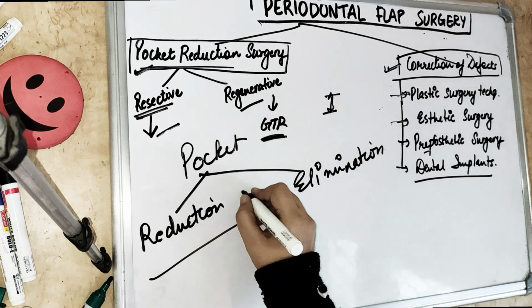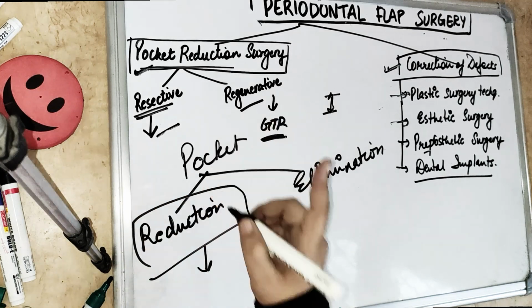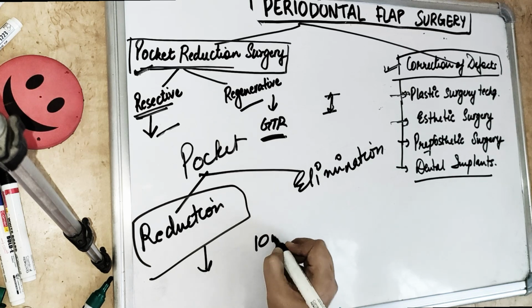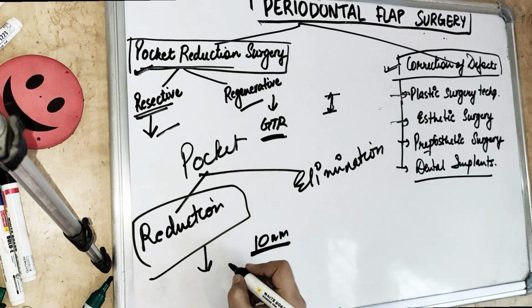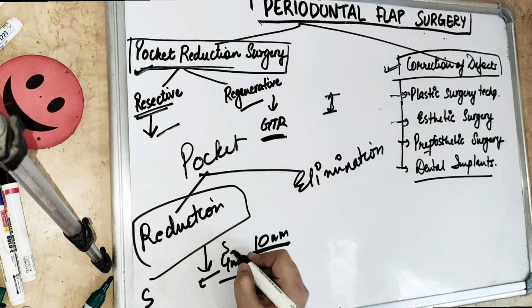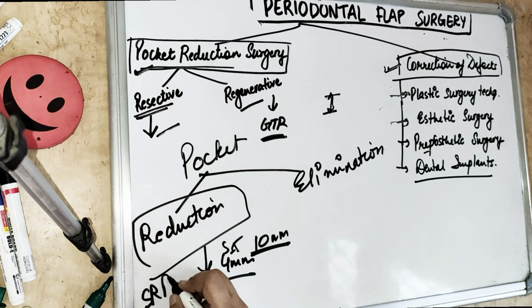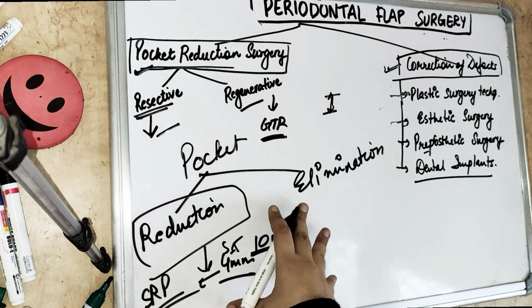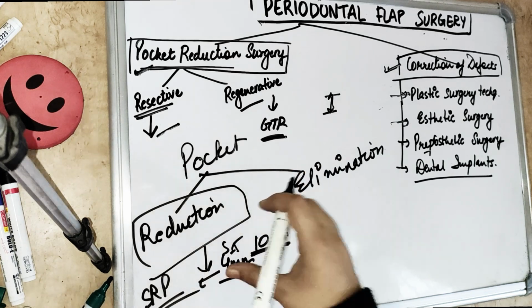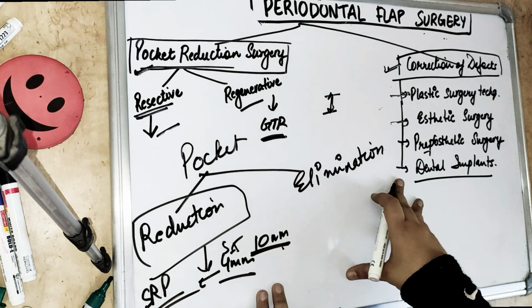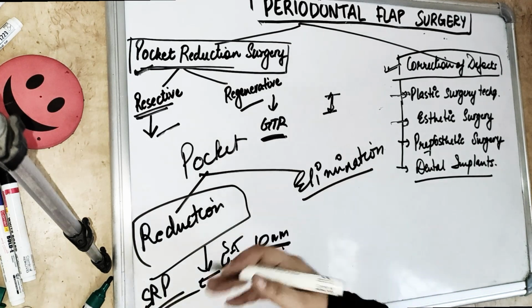Pocket reduction means we are reducing the size of the pocket. Suppose there was a pocket depth of 10 millimeters. We are reducing it to 4 to 5 millimeters, so that we can correct it with SRP, because more than this we cannot reduce. So we are maintaining the depth of the pocket with no pain, no exudate or bleeding basically. And pocket elimination procedure is eliminating the pocket.